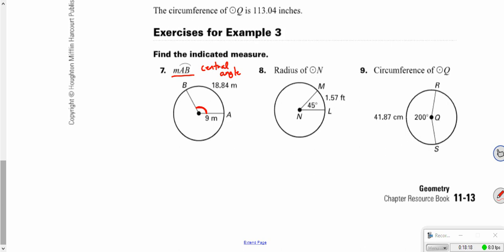So in this case, we've got arc length. Let me set this up. Arc length over circumference equals, well, I don't know if I want to call it central angle or arc measure. Let me do arc measure.